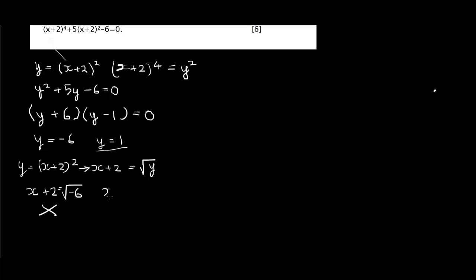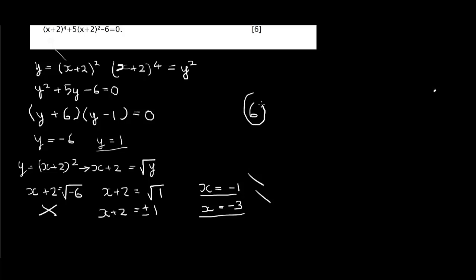So we can say x plus 2 equals root 1. So x plus 2 equals plus or minus 1, which gives us x equals minus 1 for one root, and x equals minus 3 for another root. There's a nice 6 marks for that. For getting that correct, you get a good 6 marks.